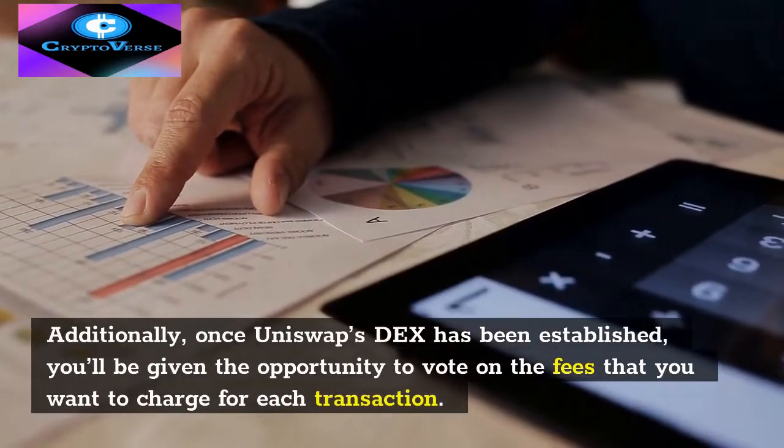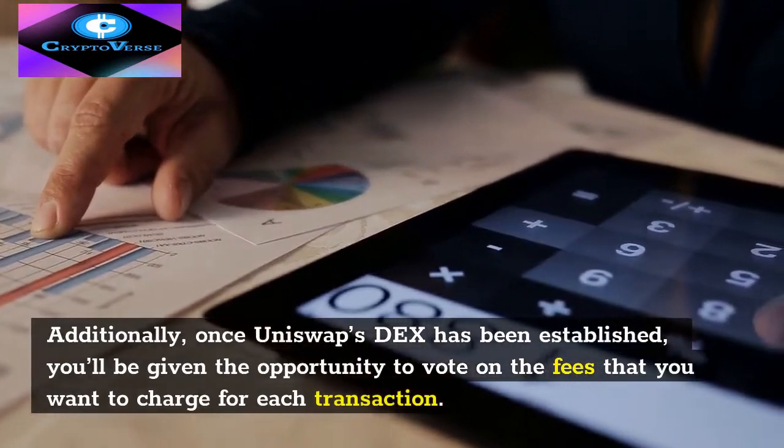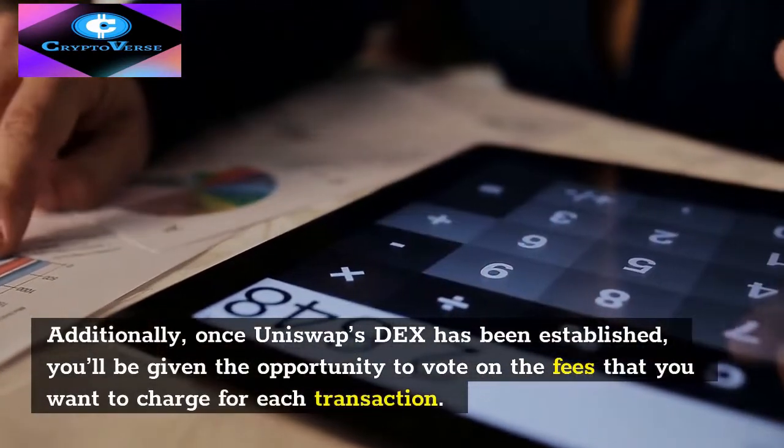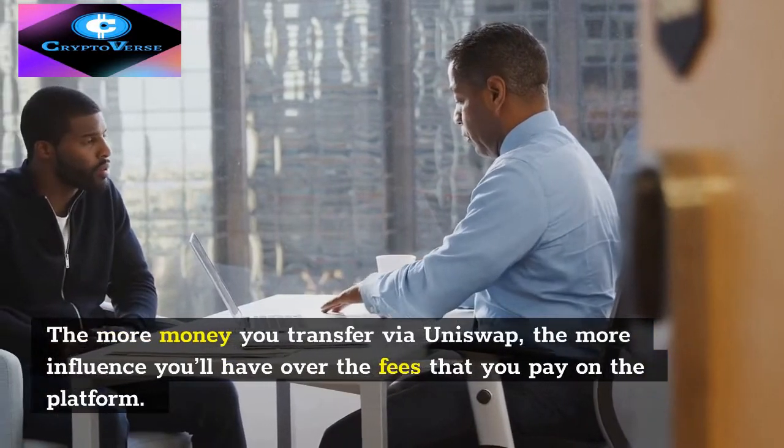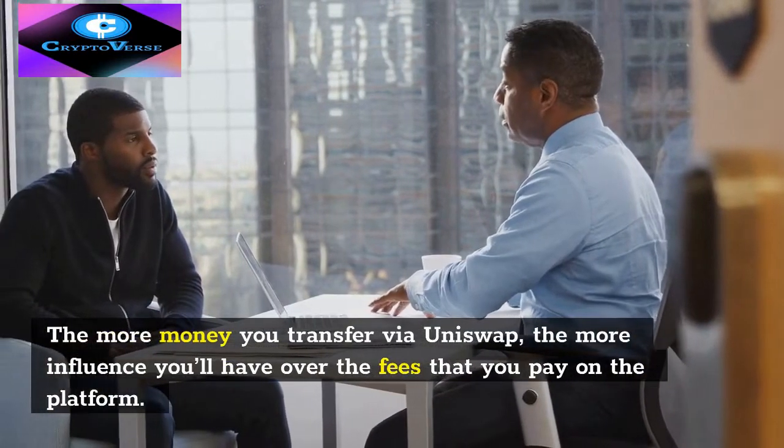Additionally, once Uniswap's DEX has been established, you'll be given the opportunity to vote on the fees that you want to charge for each transaction. The more money you transfer via Uniswap, the more influence you'll have over the fees that you pay on the platform.